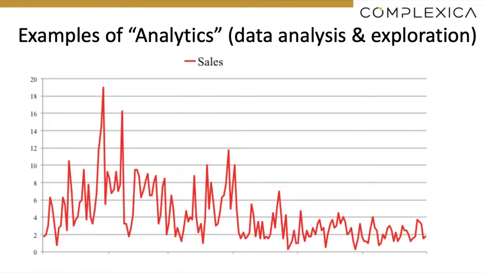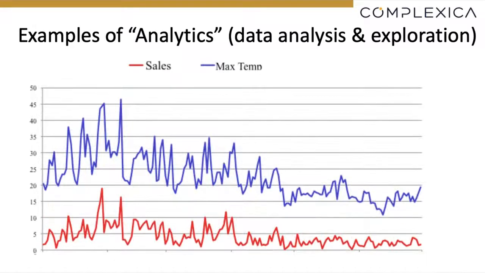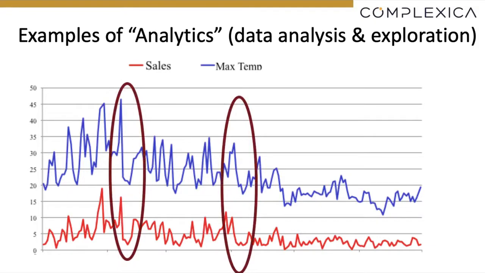And what we try to do is overlay certain data, like in this example, temperature, and look for relationships and correlations. And here we find a very strong relationship between temperature and sales of the product. When it's hot, we sell a lot. When the temperature falls, our sales fall as well.